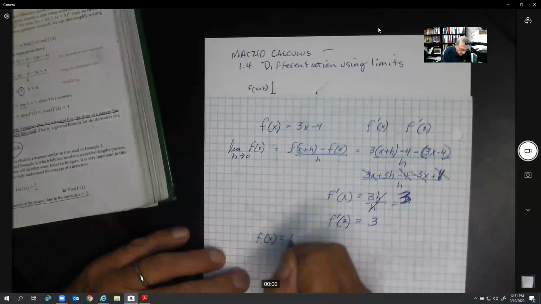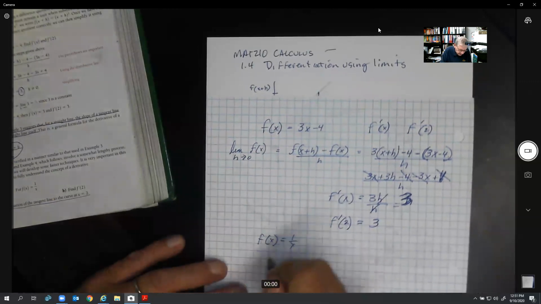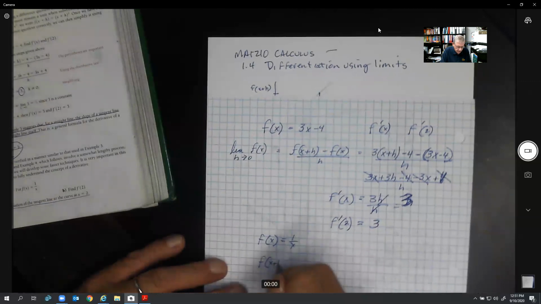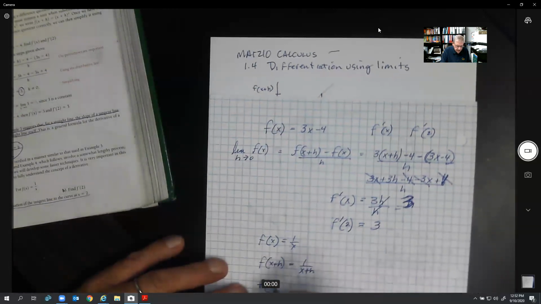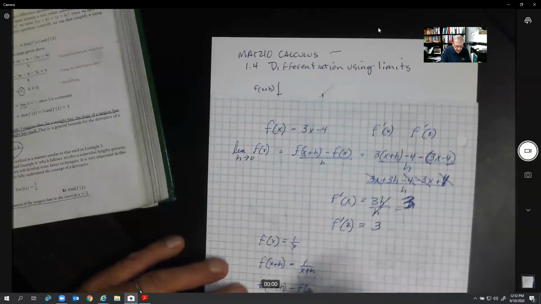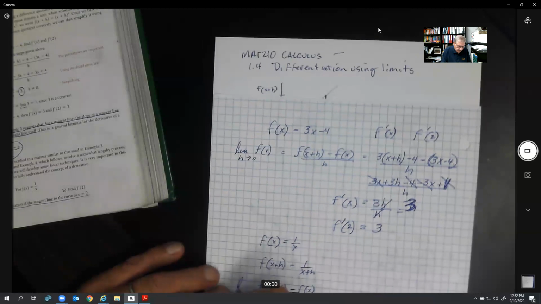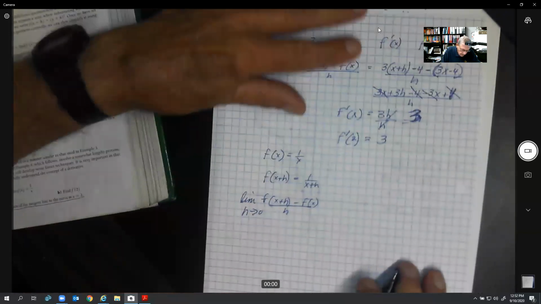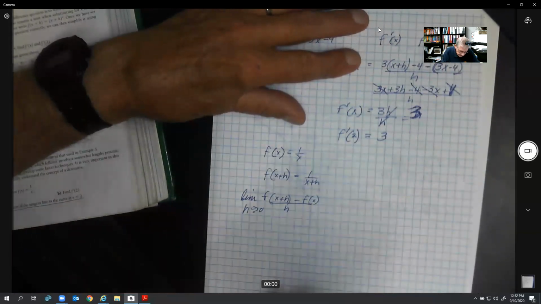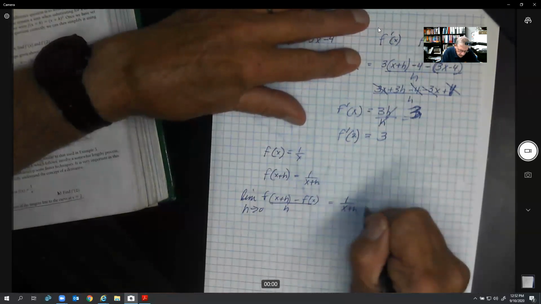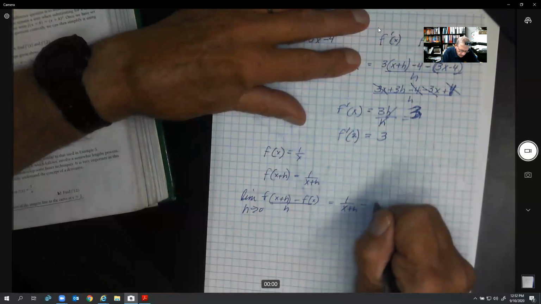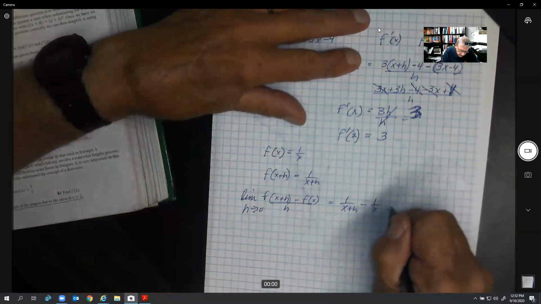F of x equals 1 over x. Let's find f of x plus h first. Let's find f of x plus h minus f of x over h. Let's take the limit as h approaches 0. So this is going to be 1 over x plus h minus 1 over x, the original problem, divided by h.